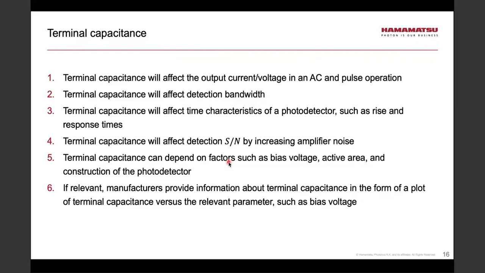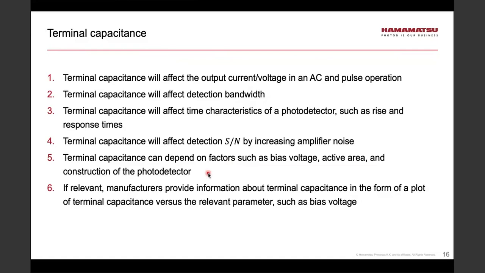For these detectors, photodiode, again, APD and SiPM, terminal capacitance will be a function of active area. In other words, the larger the active area, the larger the capacitance.